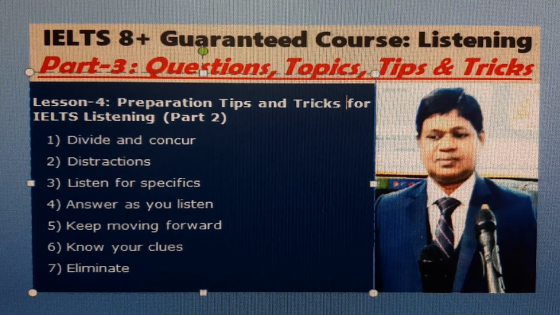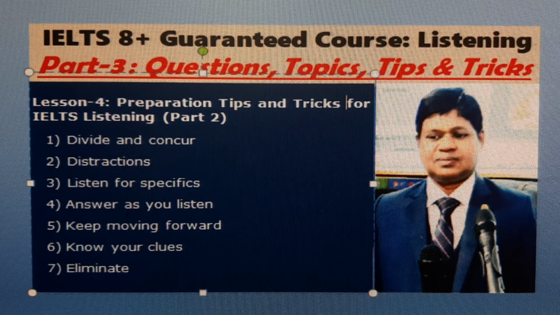Tip 3. Listen for specifics. When you are listening, look for descriptions and details such as dates, places, telephone number, opening hours, years like 1995, transportation like car, bike, train. If you hear them but don't know where to place them yet, write them on margins of the listening booklet.